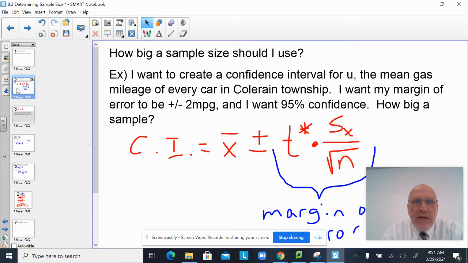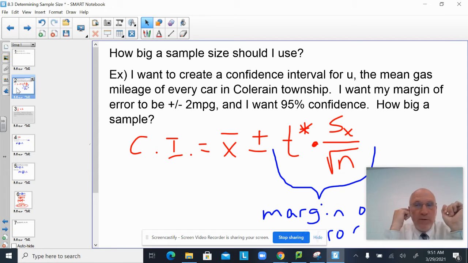I want to create a confidence interval for mu, the mean gas mileage of every car in Colerain Township. I want my margin of error to be plus or minus 2 miles per gallon. And I want 95% confidence. How big a sample? Well, there's the formula for the confidence interval for a mean.